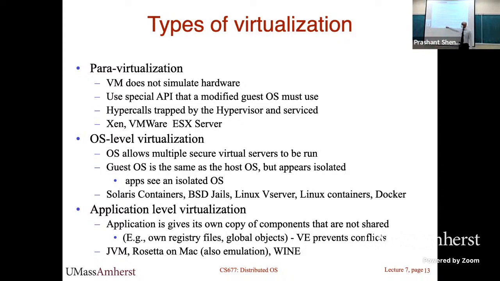And then there's this technology called Rosetta, which runs on Mac. And again, I'll show you. What it does is it allows you to run binaries compiled on one architecture on another. So it's an application-level binary translation technique that allows you to run unmodified applications on some other type of hardware. Another example of application-level virtualization.